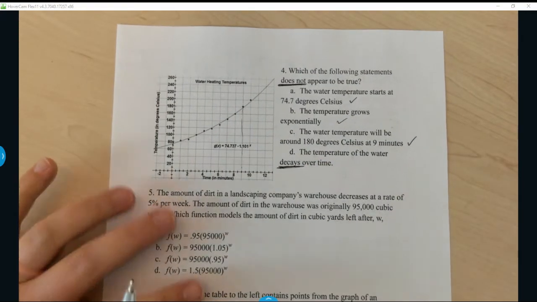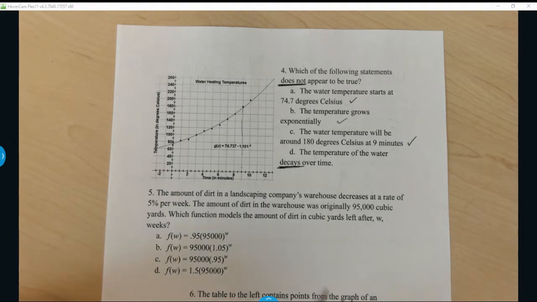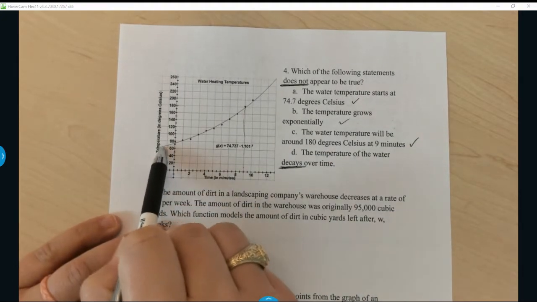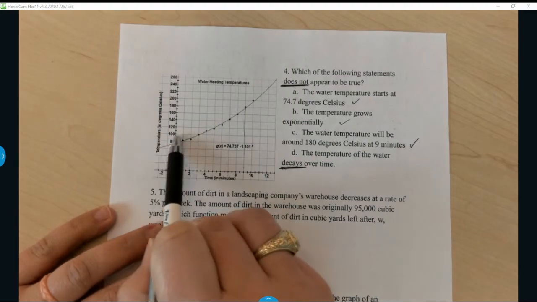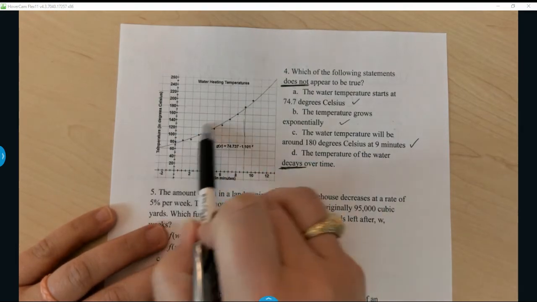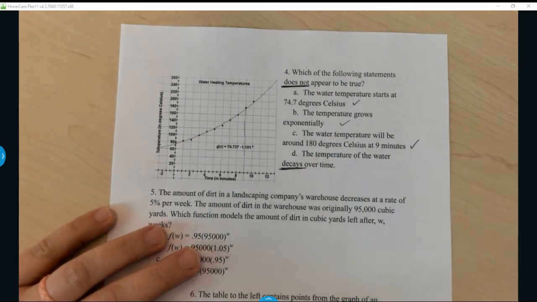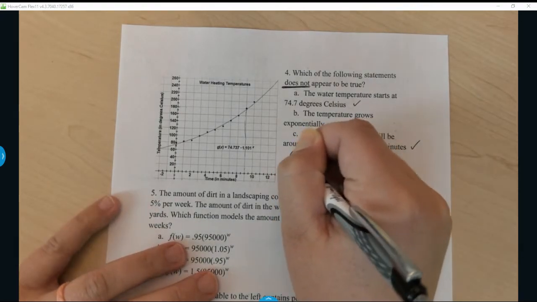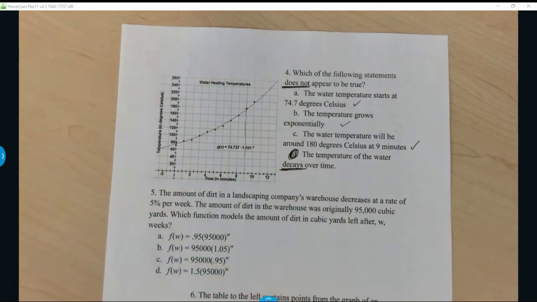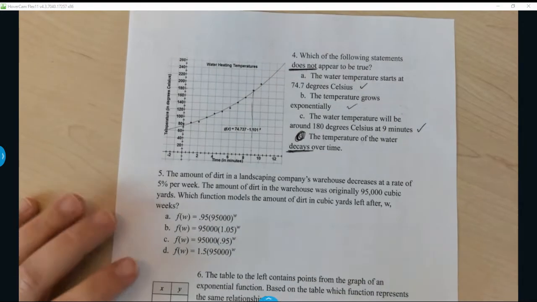Now here's what I have to think of when I look at these graphs. If I put a bicycle at the bottom, am I pedaling uphill or am I pedaling downhill? Bicycle at the bottom, I'm pedaling uphill. That means I'm going up. If it's decaying, that's saying it's getting smaller. So D is going to be our false statement, which is what we want for this question. Okay, 2 more questions and we're done.